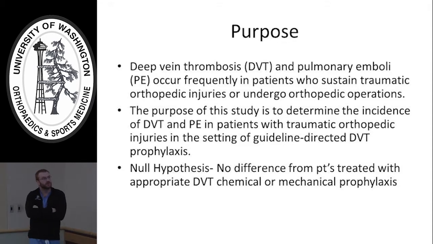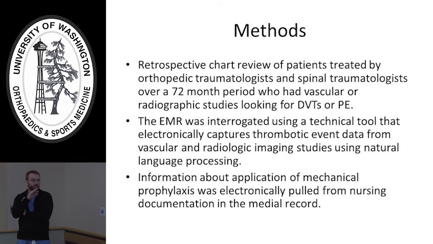So we did a retrospective chart review of patients treated by orthopedic traumatologists and spinal traumatologists here over approximately a 72-month period who had vascular studies, either lower extremity duplex, upper extremity duplexes, or CT PE scans. The EMR was interrogated using a technical quality tool to pull out patients who were treated by our orthopedists and had those studies, and then information about their chemical and mechanical prophylaxis. Whether they received chemical or mechanical DVT prophylaxis was ascertained by that tool.